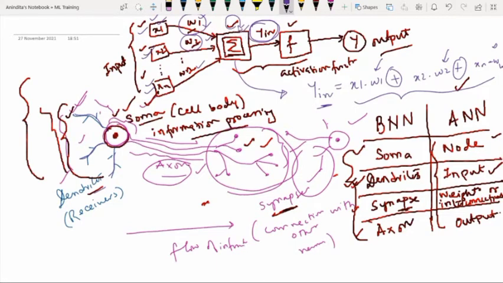Means if the x1 input is very important for this processing, the weight is high. If it is a very feeble input, then the weight W2 is low. So the intensity or importance of the input is determined by the weight factor, right? And the first processing in the neural network is known as weighted sum processing. It multiplies each input by its weight and then adds them up.